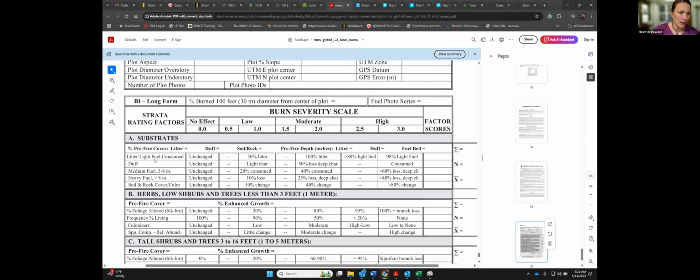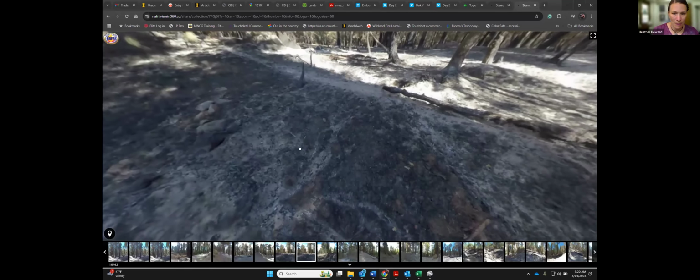Okay, so litter, light fuels consumed. So we've got unchanged, 50% litter consumed, 100% litter consumed, or let's see, greater than 80% of light fuels and 98% of light fuels. So this is, I think, assuming then that these light fuels are present still in these lower moderate places. So let's take a look at our area.